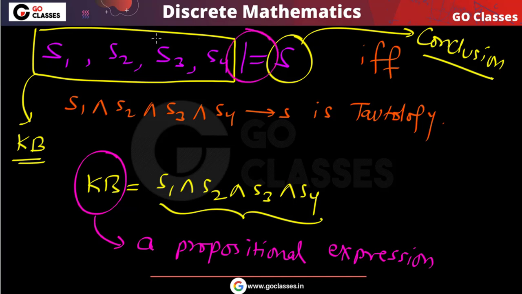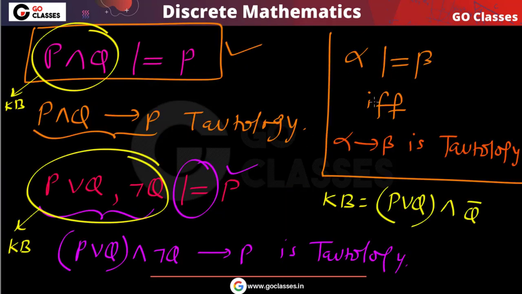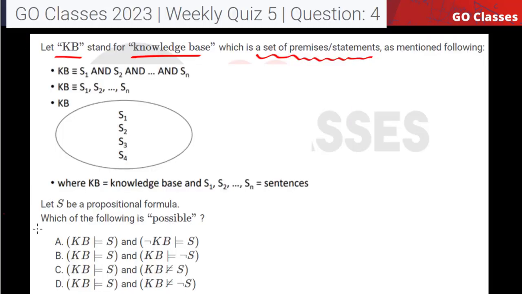And this is the symbol for inference. S1, S2, S3, S4 infer S if and only if S1 and S2 and S3 and S4 implies S is a tautology. So alpha infers beta if and only if alpha implies beta is a tautology. This is the definition of logical inference. We already know this from our lectures. This is just a quick revision.